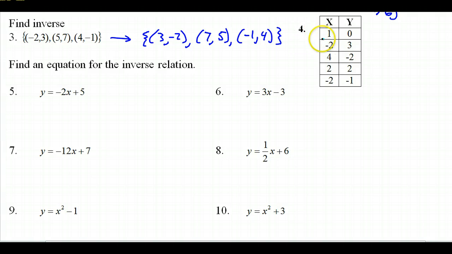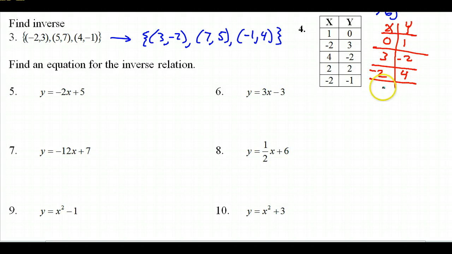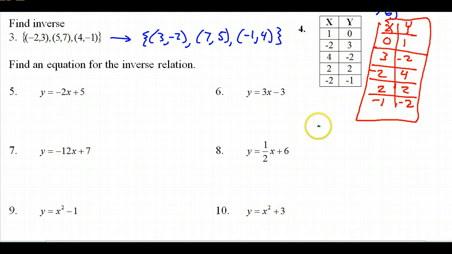So on number 4, it's going to be the same thing. We just switch the x's and y's. So it'll just be in table form. So the inverse will be 0, 1, 3, negative 2, negative 2, 4, 2, 2, and negative 1, negative 2. Just switch all the x's and y's. That's all there is to it.